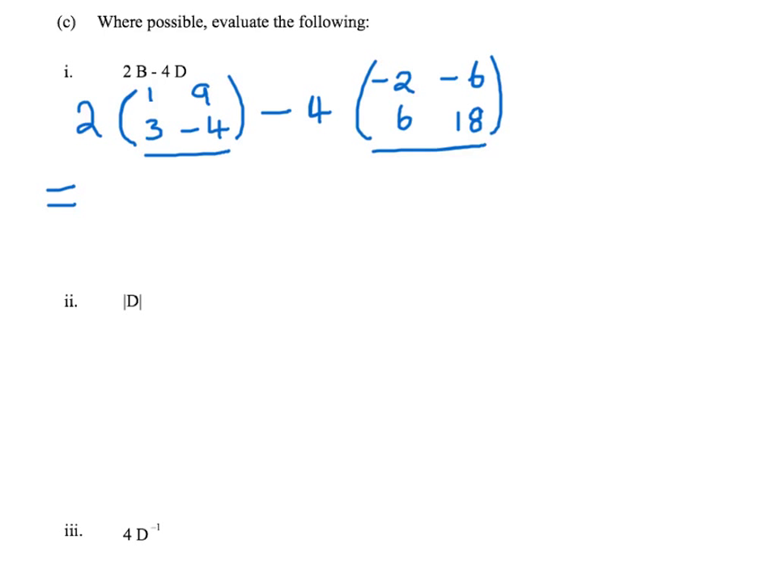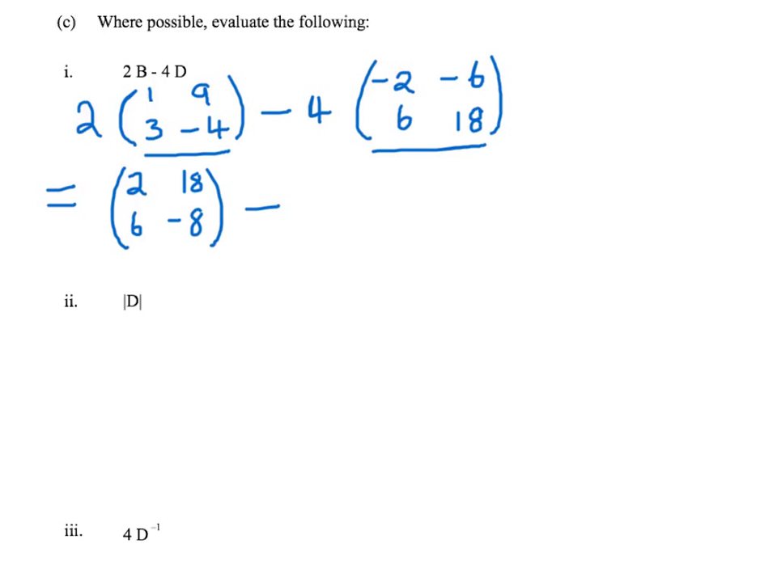So the first was 2B. So what I do is I take every element in B and I multiply it by 2. So what I get is 2 1s are 2, 2 9s are 18, 2 3s are 6, and lastly 2 times minus 4 is minus 8.